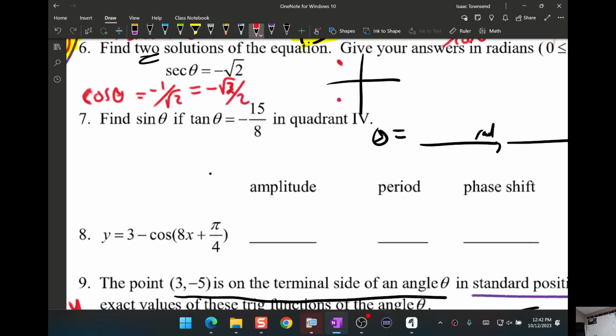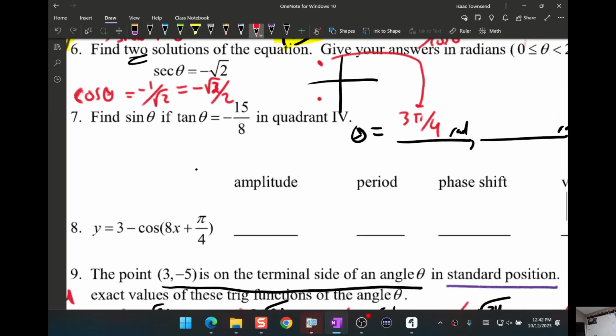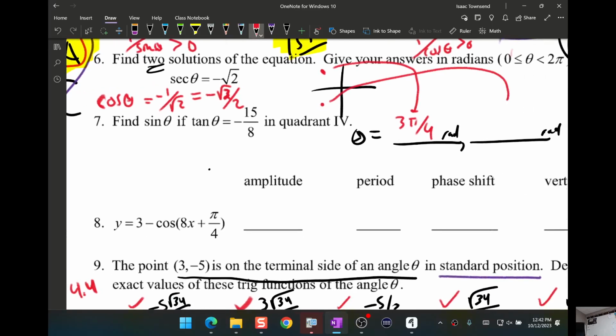Cosine is negative square root of 2 over 2 in the middle of quadrants 2 and 3. This spot would be 3 pi over 4. That's one of the answers. And this spot is 5 pi over 4. Those are the places where cosine is negative square root of 2 over 2, which is the same as where secant is negative square root of 2, because that's the reciprocal.